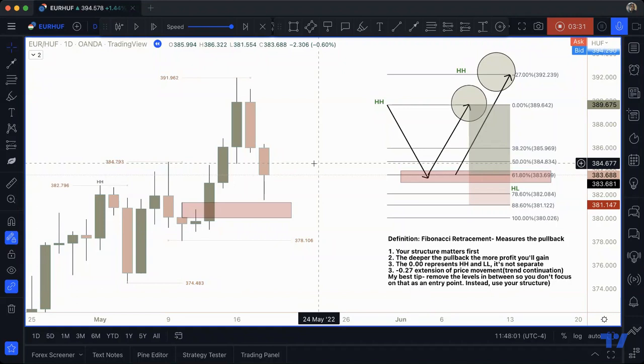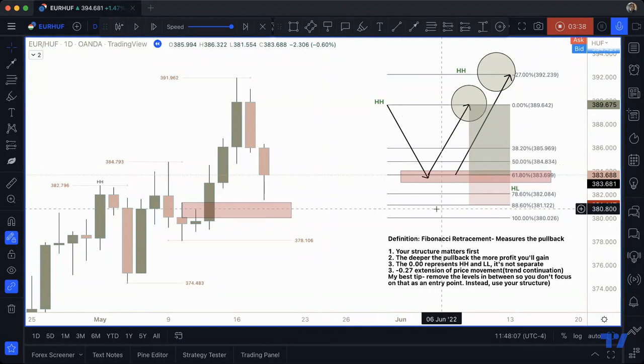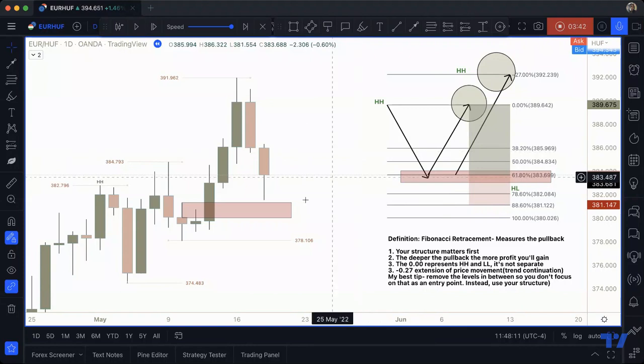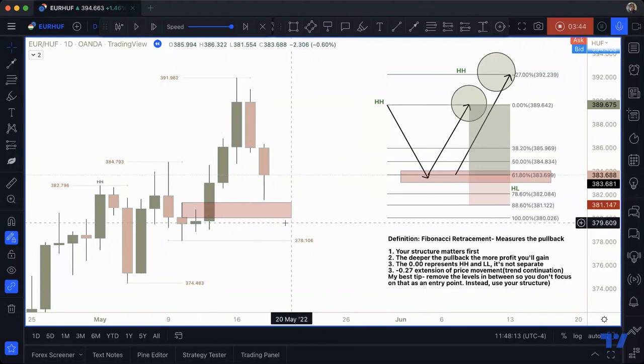In order to see how this works, you need to first understand that any level can be rejected. Price can come to any of these levels and push off of it. But that's not what's most important. What's most important is that first, you need to be in the trade. You want to know where you're going to enter the trade.